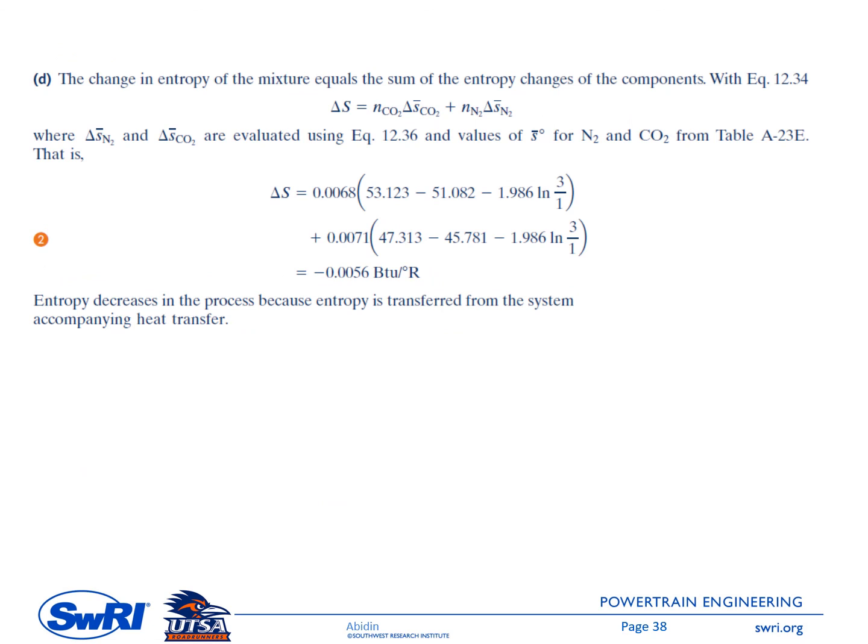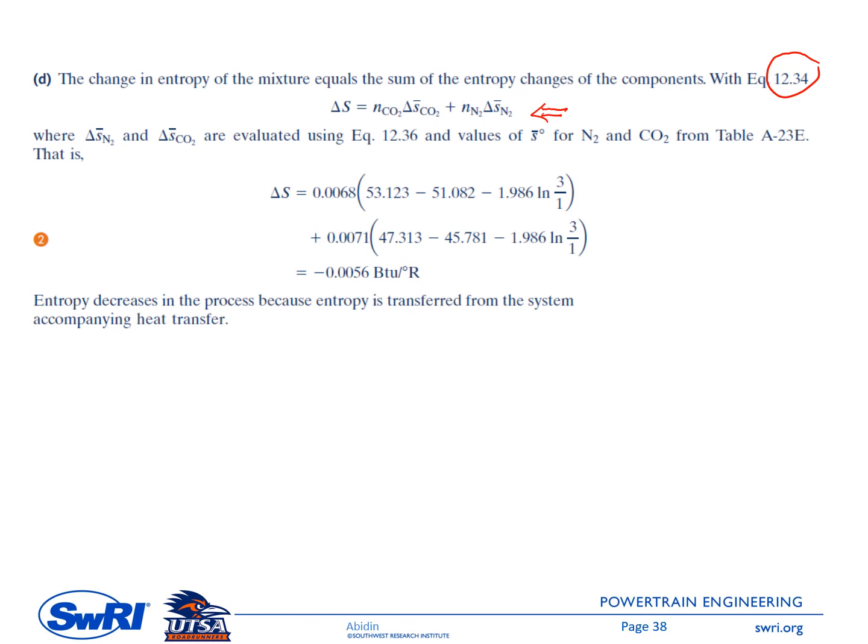The last question is the change in entropy of the mixture. So this equals the sum of the entropy change of the components. And we have equation 12.34 in the previous slide. So delta S here is the sum of n CO2 times delta S of CO2 on a molar basis plus n N2 times delta S of N2 on a molar basis.